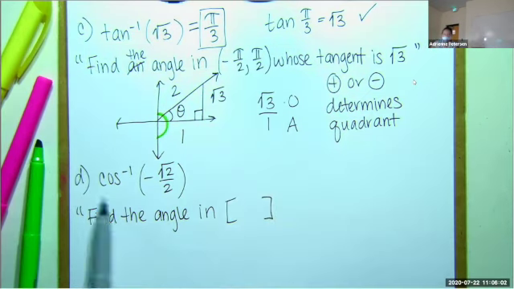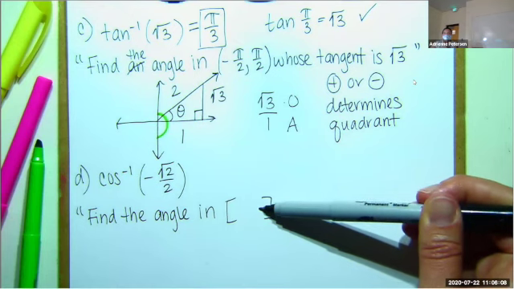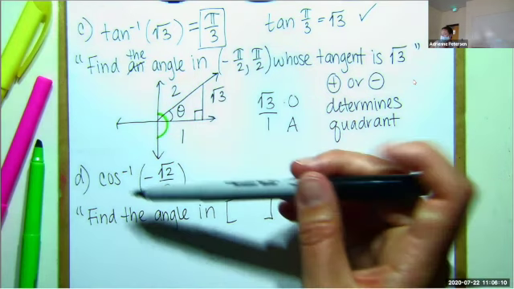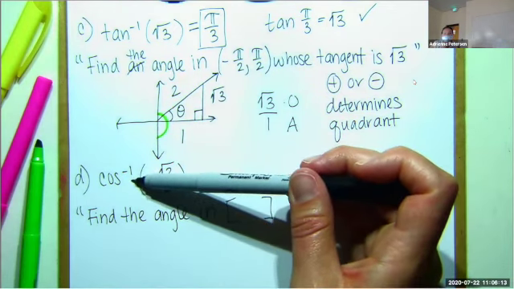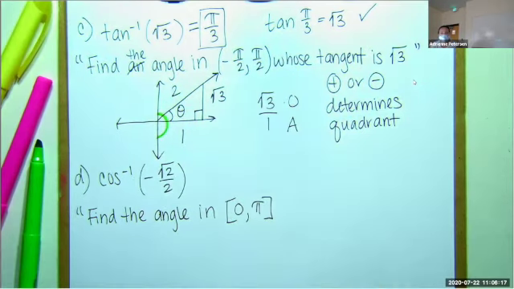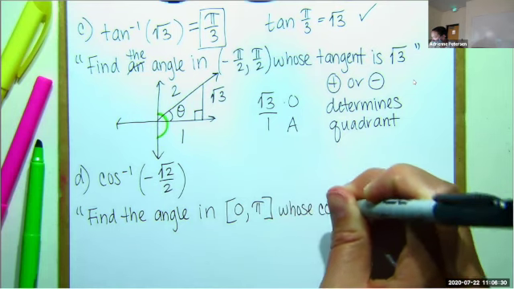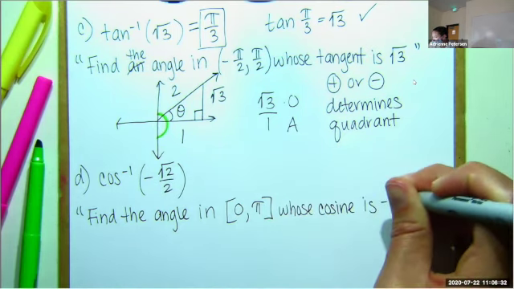So help me out with this one. What's our range for inverse cosine? We have to find an angle in between what to what? What was our range for inverse cosine? Look back through your notes if you don't remember. 0 to pi. Okay, so inverse sine and inverse tangent, we're looking in 1 and 4. Inverse cosine here, we're looking in quadrants 1 and 2. So what do we know about that angle? We know that cosine is negative root 2 over 2.